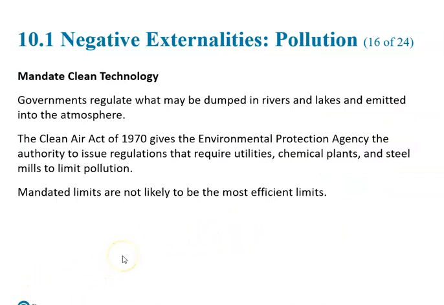Governments can also try to mandate clean technology. They can regulate what may be dumped in rivers and lakes and what can be emitted into the atmosphere. The Clean Air Act of 1970 gives the EPA, the Environmental Protection Agency, the authority to make regulations based on scientific evidence, and they can impose those regulations on utilities, chemical plants, and steel mills to limit pollution.